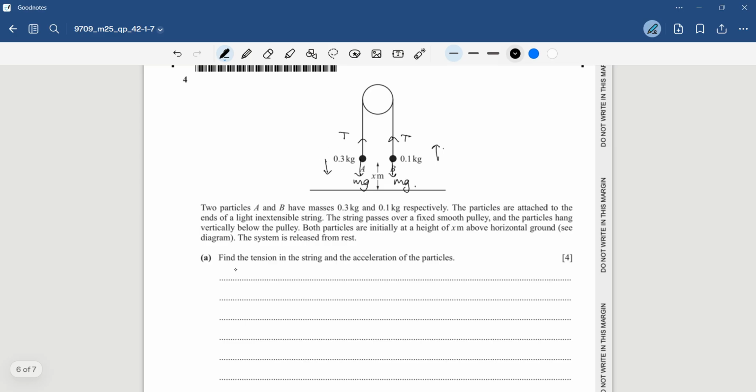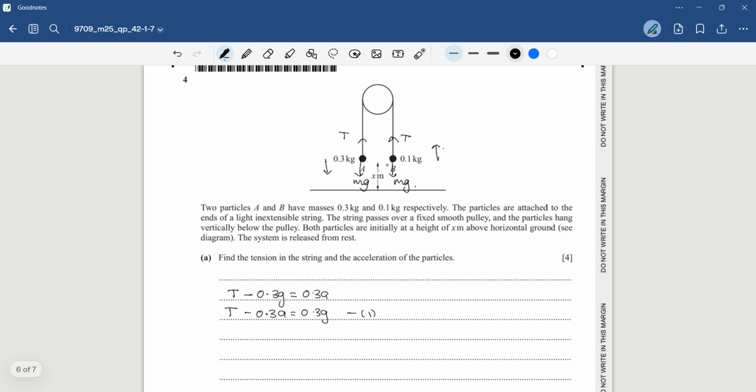So for system A, it is going to be T minus 0.3g equivalent to ma. So this is for system A. You can rearrange: T minus 0.3a equivalent to 0.3g, where g equals 10. So this will be our equation number 1.